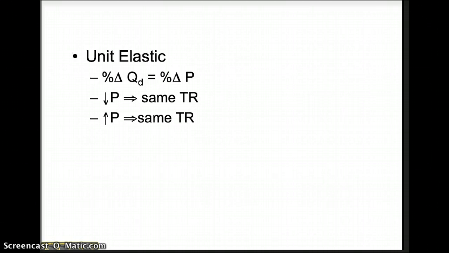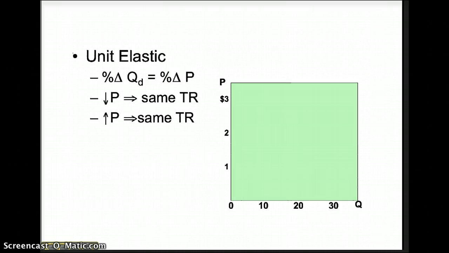Let's also look at unit elastic demand graphically. Remember, price is on the vertical axis, quantity is always on the horizontal axis. The demand curves are always downward sloping. This demand curve has a bend to it, but it's still downward sloping, so it's still a demand curve. At point E, the price is $3 and quantity demanded is 10.